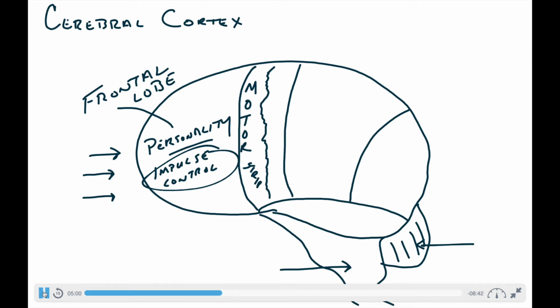So when you're moving around, there are parts of the motor strip that are lighting up. You have a left motor strip, which is controlling the right side of your body, and a right motor strip that's controlling the left side of your body. Those two things are where all your motions are happening.